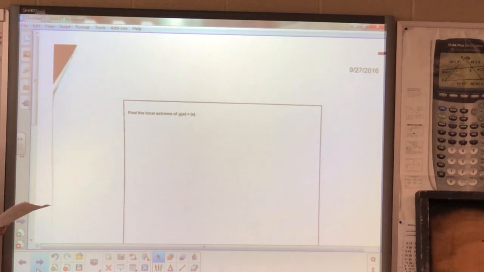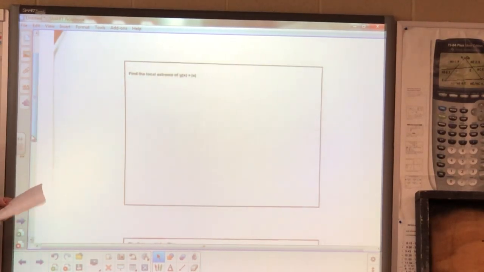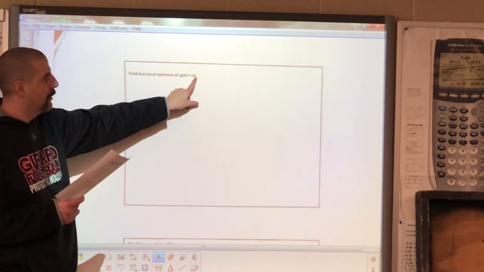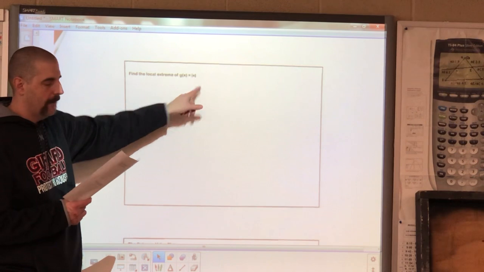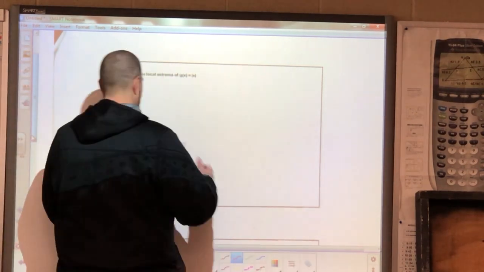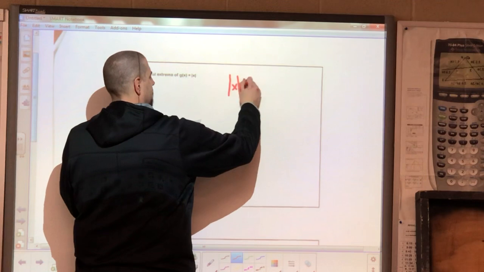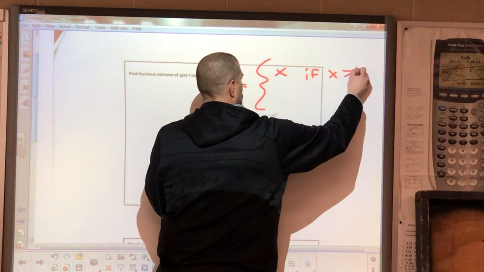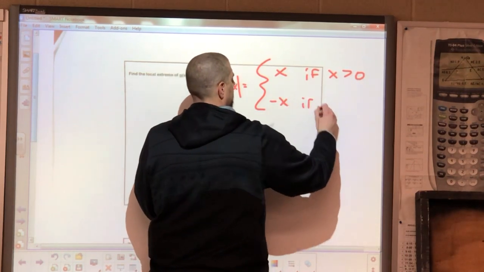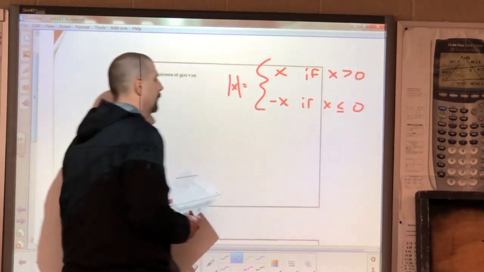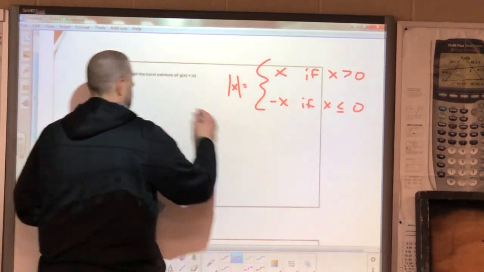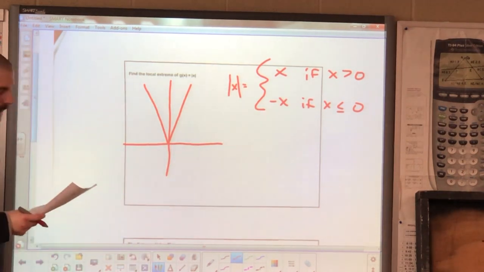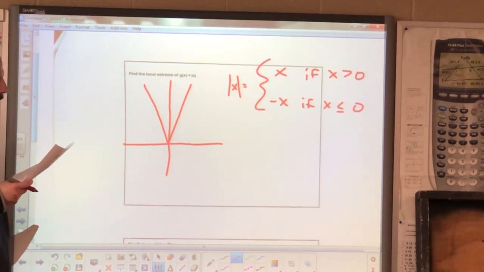All right, moving on. So now we're going to find the local extrema of g of x equals the absolute value of x. Now, let's watch. Remember, absolute value of x equals x if x is greater than 0, negative x if x is less than or equal to 0. And what does that graph look like? That graph is there.